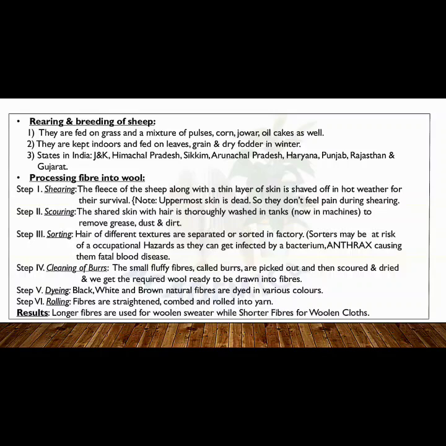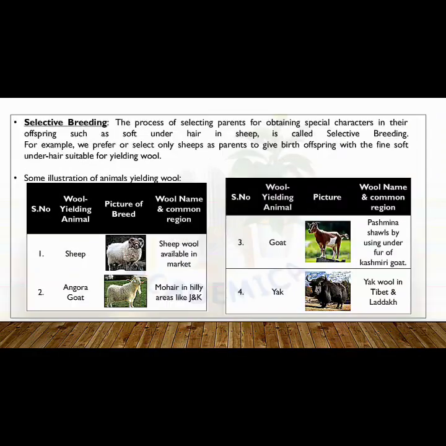and elongated. That's it. Selective breeding is the most important thing in this culture. The process of selecting parents for obtaining special characters in their offspring, such as soft under hair in sheep, is called selective breeding. I think you got it from the name itself, what I mean to say.